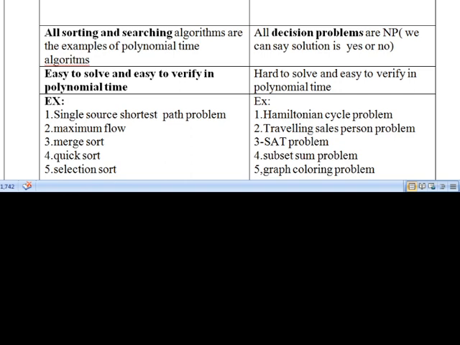So in the next video I'm going to explain what NP complete and NP hard are, and what type of relationship exists between P, NP, NP hard, and NP complete.